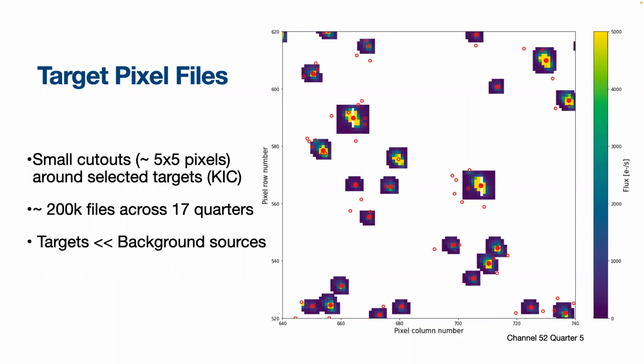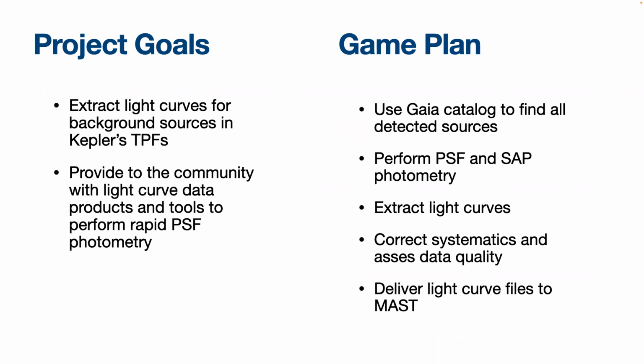The red dots are the targets in this plot, and the circles are Gaia sources that were queried down to magnitude 19. Those are what we wanted to exploit, extract the light curves for, and deliver to the community. There are many, many more background sources than actual Kepler targets. I will show you that in the next slide. But before that, I want to outline the main goal of this project.